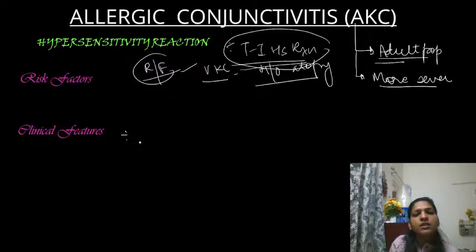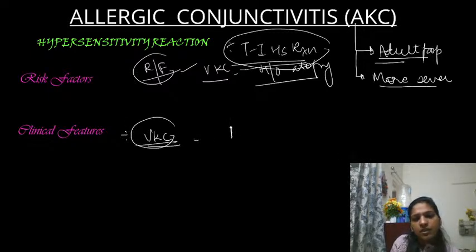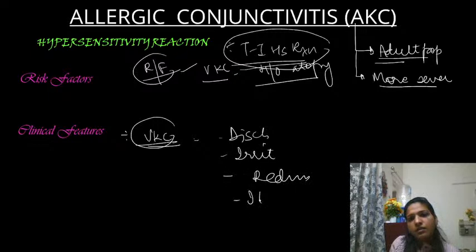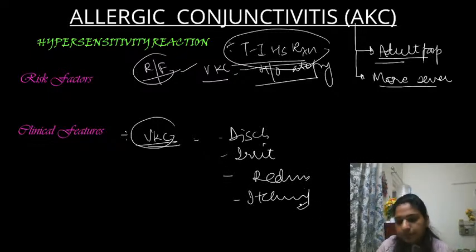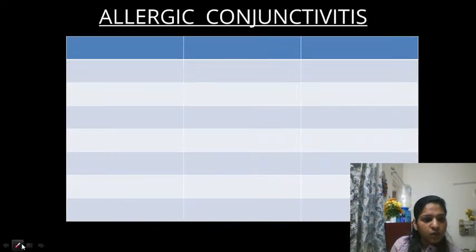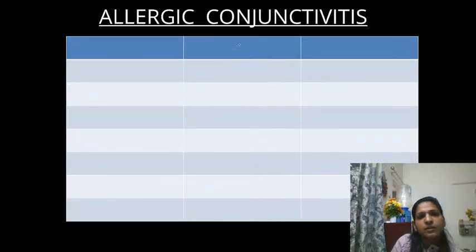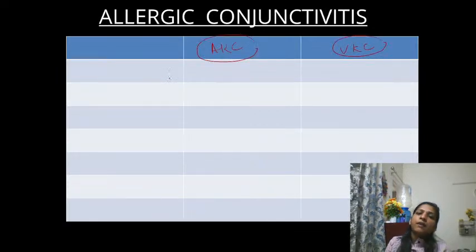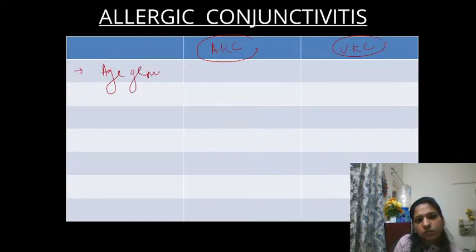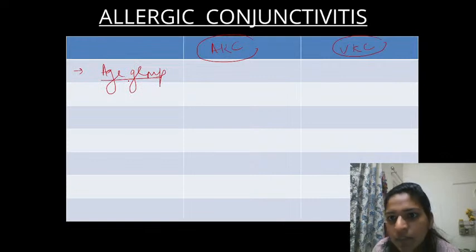So the clinical features are almost the same as that of VKC, that is discharge, irritation, redness and itching. Now here I just want to highlight the difference between AKC and VKC. You people have to tell me the difference between these two conditions. First one is the age group. In which age group does AKC occur and in which age group does VKC occur?